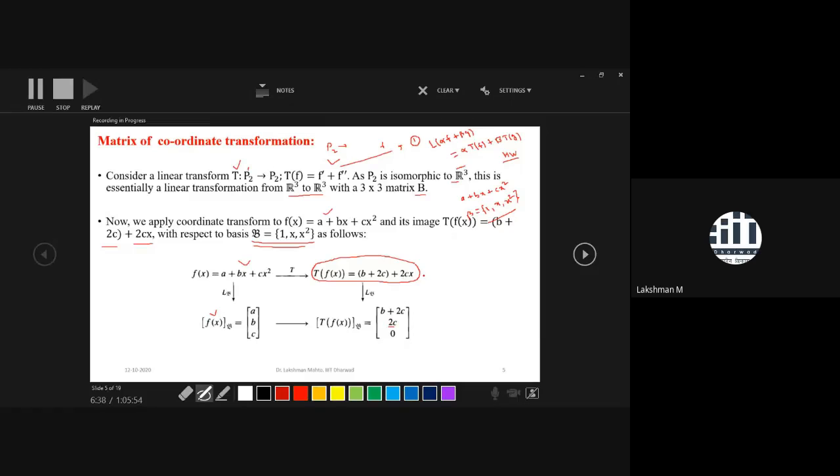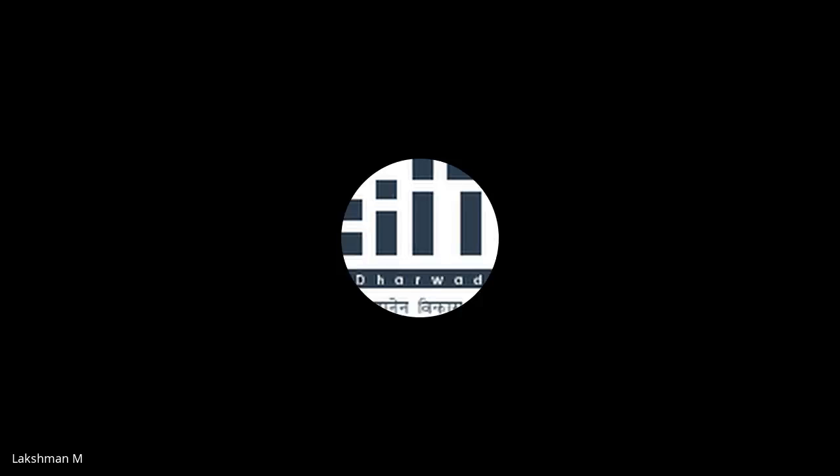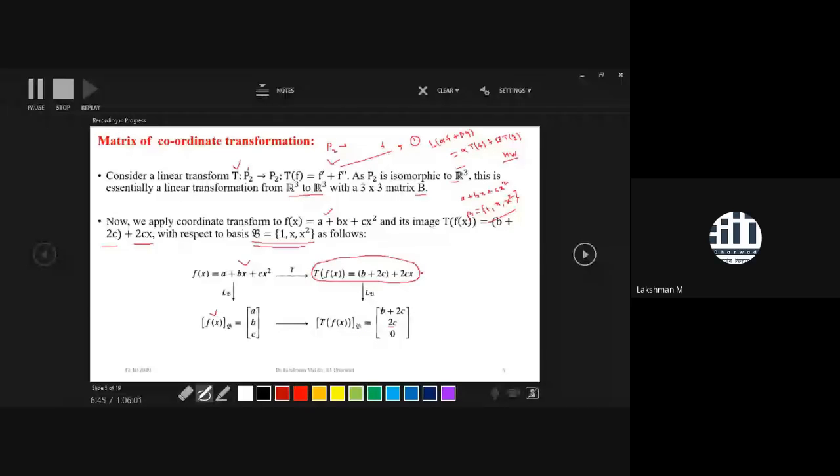And what is the coefficient of x square? We don't observe any x square term here. So by default, we assume that the coefficient of x square is 0. That's why 0 is coming here. So the coordinate of the image is b plus 2c, 0. This is the coordinate of the image.